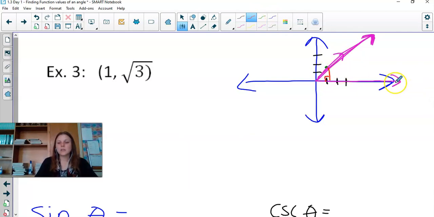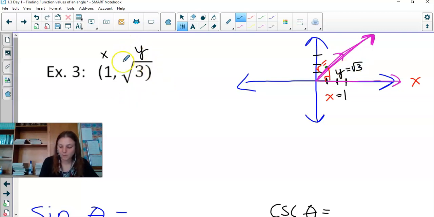The idea here is that what we're looking for are the x and the y and the r. So remember, this is our x-axis. This is the hypotenuse, which is r. And then that means that other side would be the y-axis. It's always parallel with the y side. So the y side will be parallel with the y-axis. Look at your x and y values. X is equal to 1. Y is equal to the square root of 3. That's what we have here.